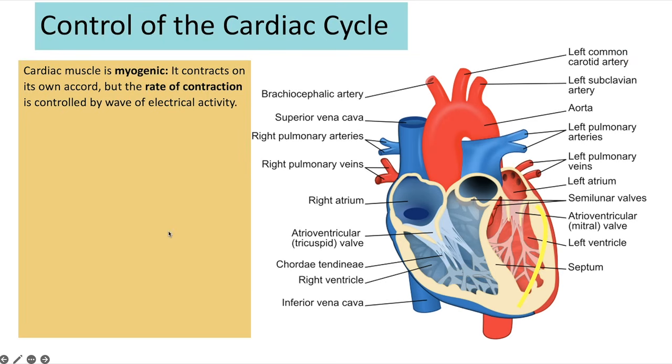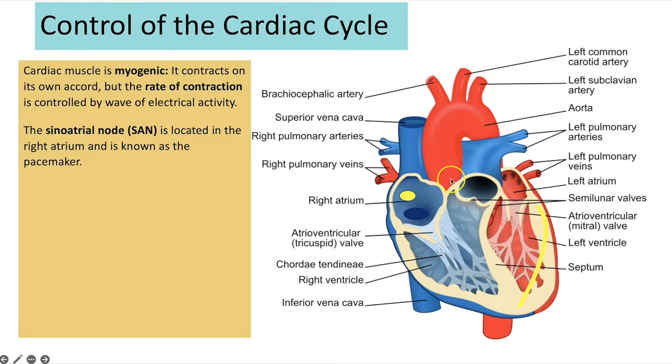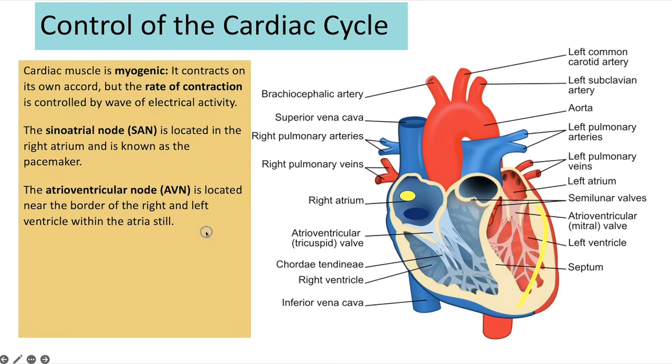So what is controlling the speed at which the heart is contracting and relaxing and therefore pumping the blood? And that's what we're going to go on to. We'd already said that cardiac muscle is myogenic, so it doesn't require input from the nervous system to make it contract and relax, but the rate at which it contracts is controlled by electrical activity and the nervous system. The key structures are the sinoatrial node, which is located in the right atrium, and it's also known as the pacemaker. You then have the atrioventricular node, the AVN, which is located near the border of the right and left ventricle, but it's still within the atria.